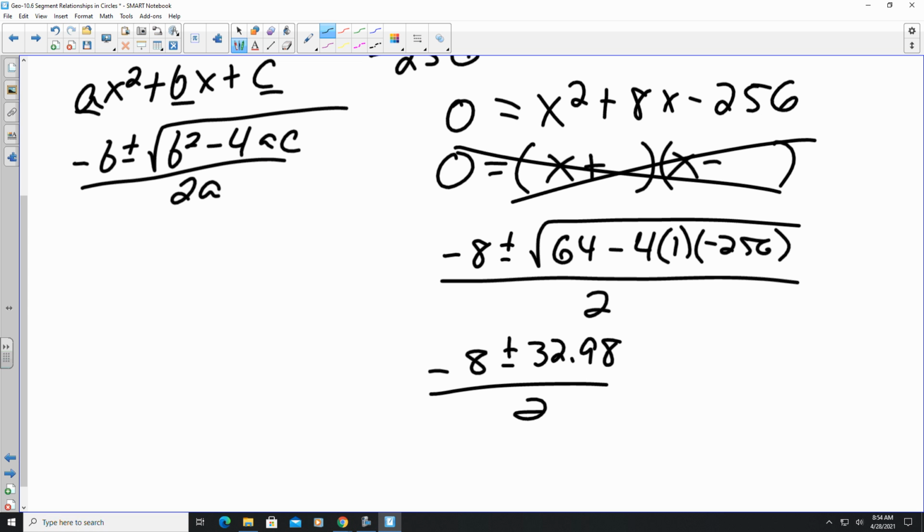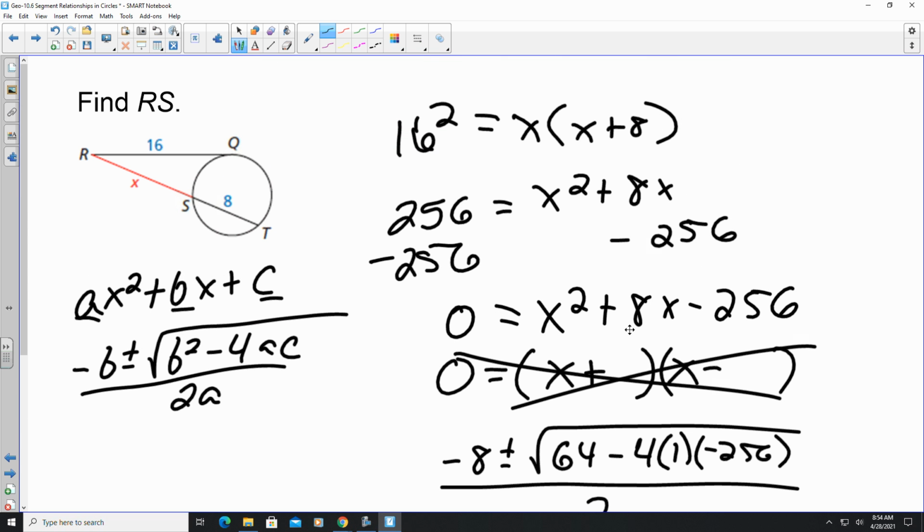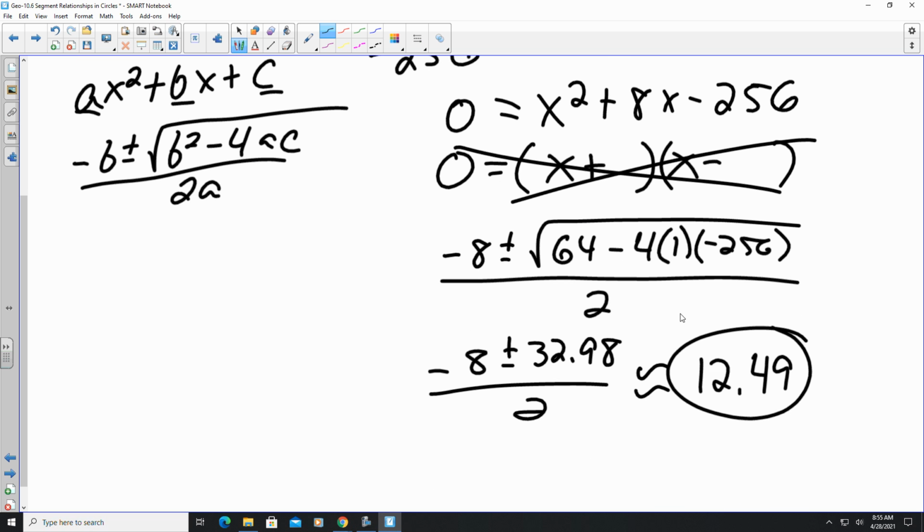So the negative one is going to be irrelevant because it's a distance value. So the only one that we're going to pay attention to is the positive one. So negative 8 plus the positive 32.98 divided by 2 gets us to something about 12.49. So that's going to be my value for x, and that is what they are looking for in this example.